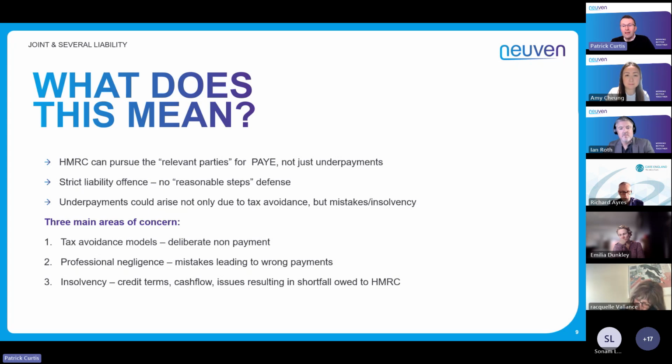HMRC is classically a stretched creditor when a company is getting into financial difficulty. So I think all of these are causes for concern. And as I say, there is no defence. There is nothing that you can do that would stop HMRC being able to move against a relevant party to recover sums.